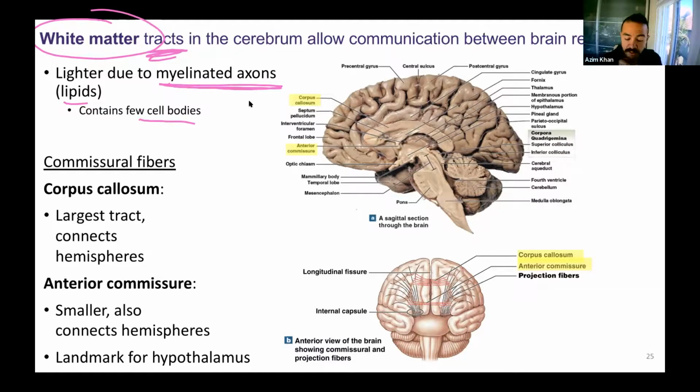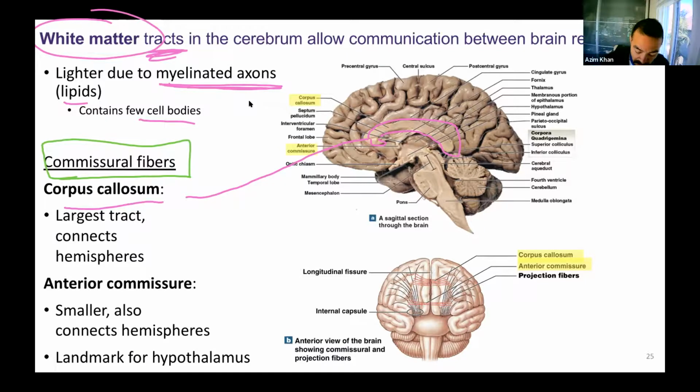White matter tracts in the cerebrum allow for communication between brain regions. I pointed out earlier that the corpus callosum is the major white matter tract that crosses hemispheres. Because it's crossing from left to right, the term for that is a commissural fiber. It's a commissure. Commissure, in this case, means axon tracts that span from left to right, right to left. It's the major one, the biggest one, but it's not the only one.